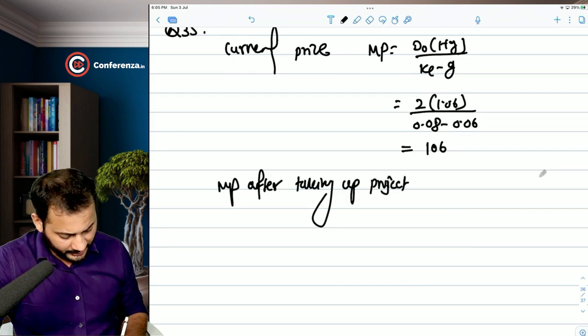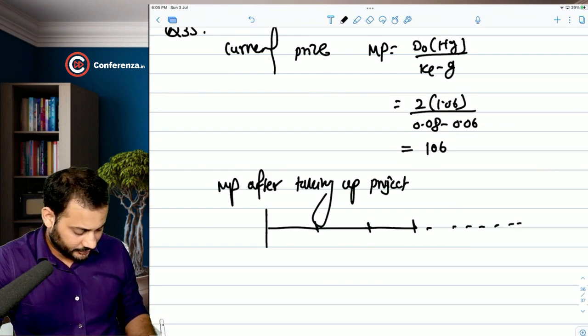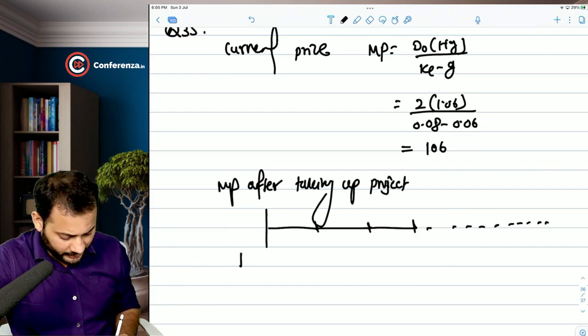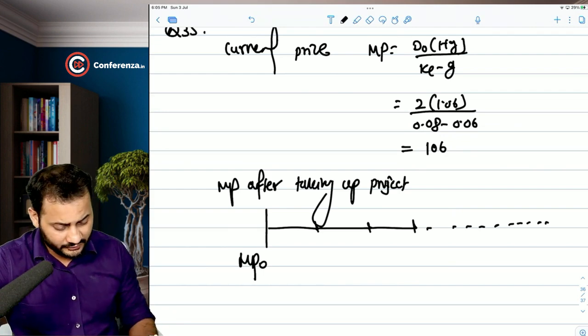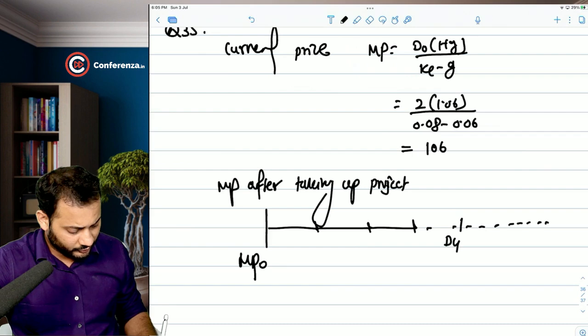So understand the timeline here. First year, second year, third year, and then perpetual. There is no cash flow. You have to calculate MP0. There is no cash flow for the first 3 years. The very first cash flow that you will receive is at the end of the fourth year, which is D4, which is going to be 2.50.